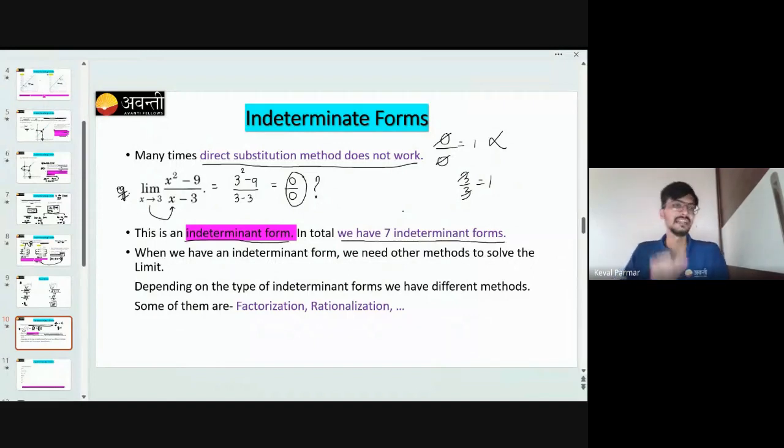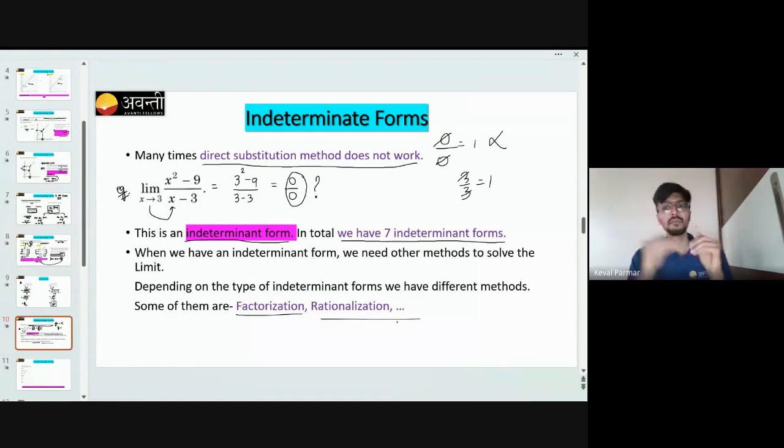So when we get an indeterminate form by the direct substitution method, we need other methods, other tools to come to us for help, helping us to evaluate this value. Now, depending on the type of indeterminate form, we have various methods, that is factorization, rationalization, and so on.